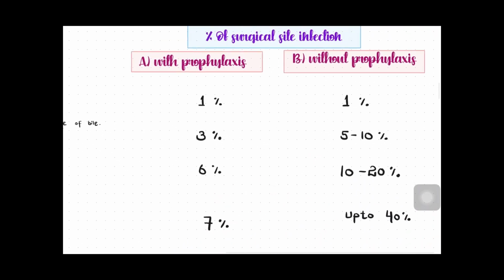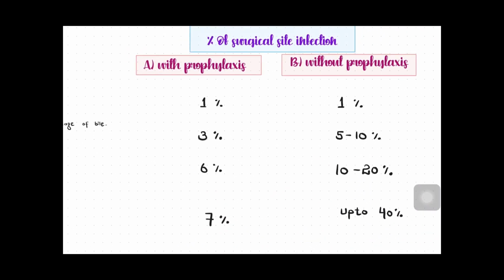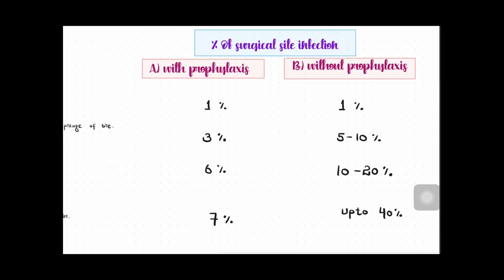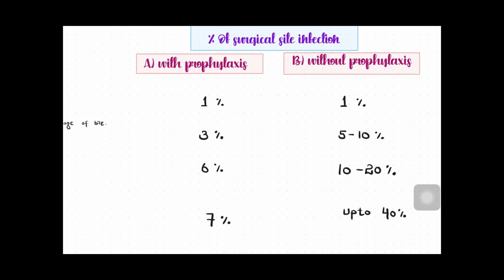So let's talk about the percentage of surgical site infection in these various types of wounds according to Bailey and Love. So if you have given the prophylactic antibiotic to the patient, what will be the percentage of surgical site infection? And if you haven't given the prophylactic antibiotics, what will be the percentage of surgical site infection in these four types of wounds? So with prophylaxis in clean wounds, the percentage of surgical site infection is 1%.